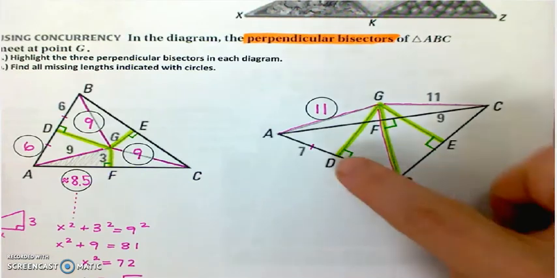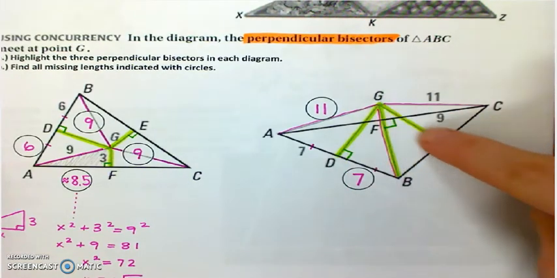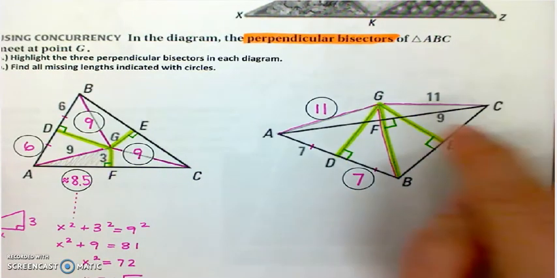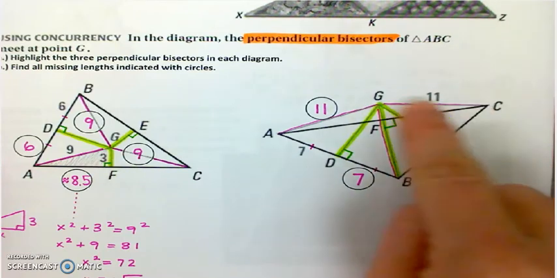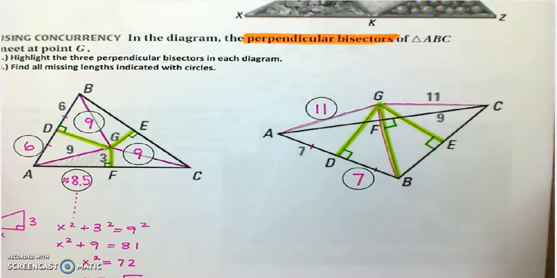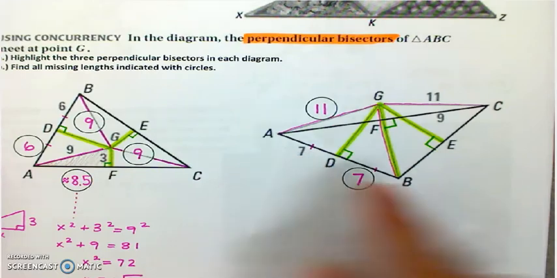On the second one, right here are my perpendicular bisectors. Again, that circumcenter is the same distance to each vertex, so that's 11. D would have to be a midpoint, so those are both 7.